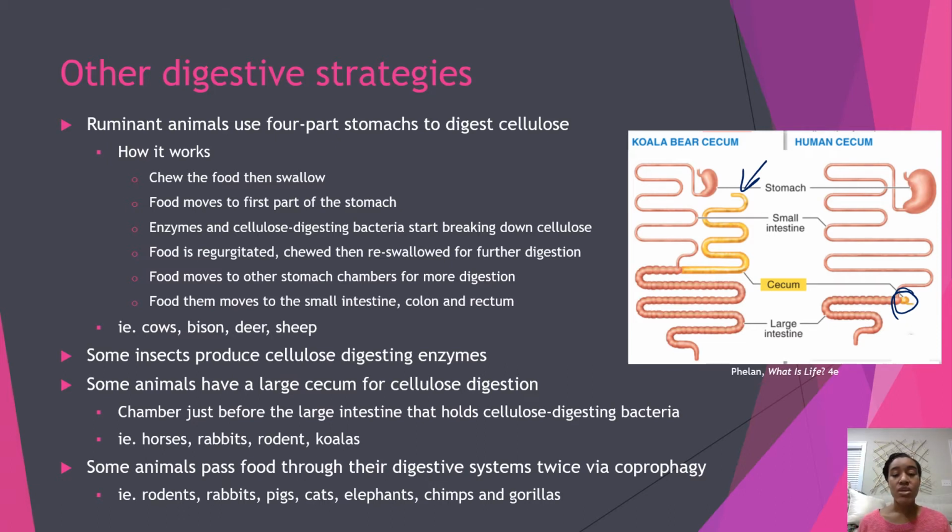And then some animals engage in coprophagy, which is the consumption of feces. And so what they'll do is they will defecate and then they will eat those feces because it's better for them to give it another pass through their digestive system to absorb as much nutrients as possible. So once that food travels back through their digestive system, hopefully any undigested cellulose will be digested that second time around. And there are a lot of animals that engage in this practice as well. Rodents, rabbits, pigs, cats, elephants, chimps, and gorillas all engage in coprophagy.